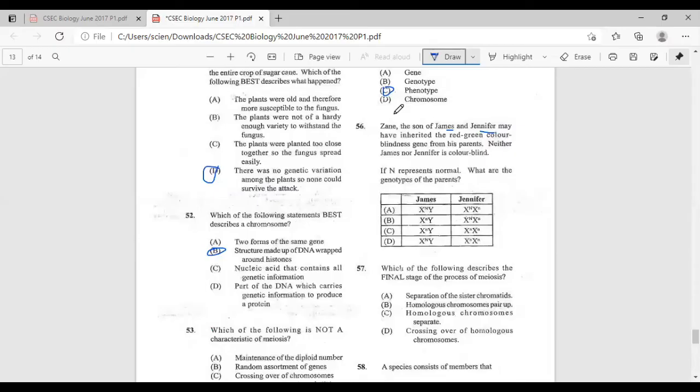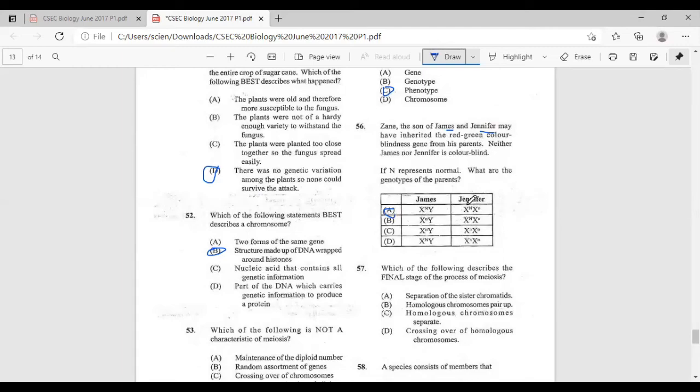56. Zane, the son of James and Jennifer, may have inherited the red-green color blindness gene from his parents. Neither James nor Jennifer is colorblind. So if N represents normal, what are the genotypes of the parents? So we also did this one in the 2016 CXC Biology past paper, so you can go there and see our explanation, but the answer is A.